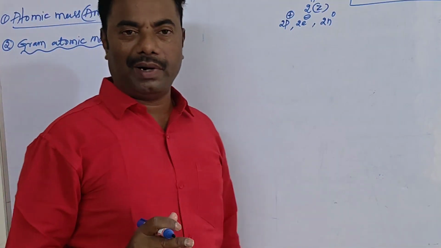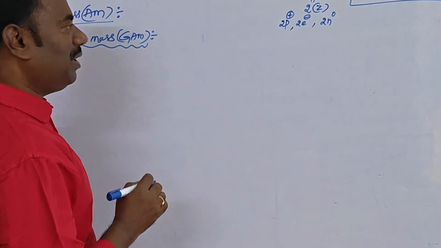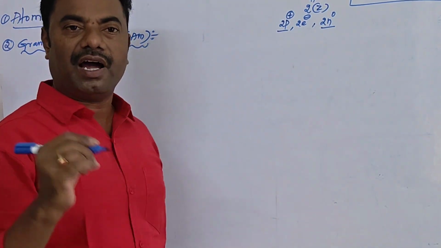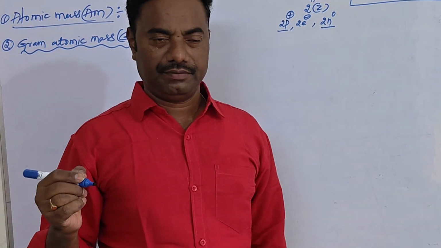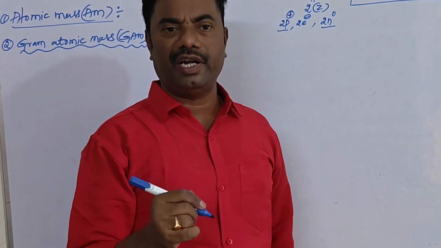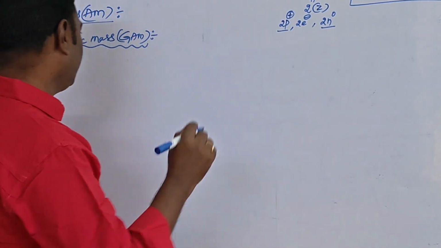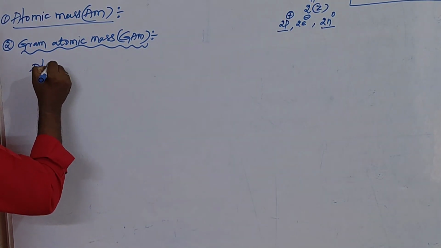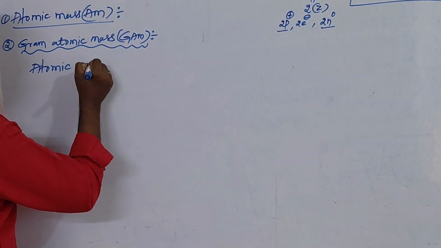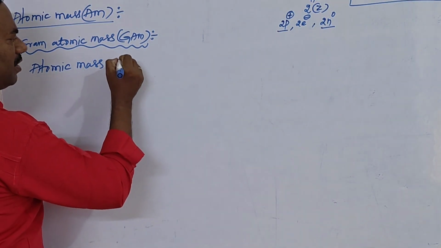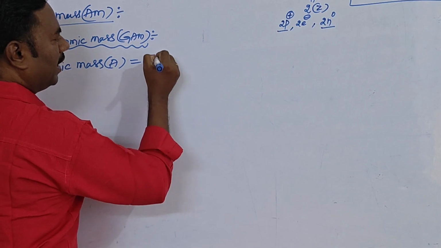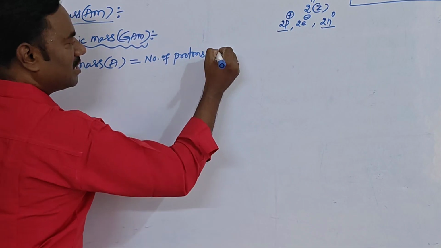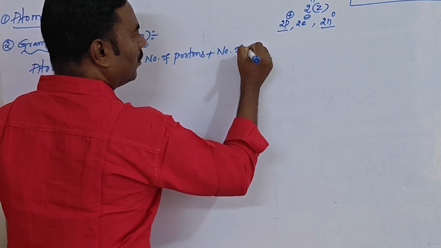To calculate atomic mass, we are taking protons and neutrons. Protons and neutrons account for the mass of the atom. Each proton mass is 1 unit, each neutron mass also 1 unit. Now I want to calculate atomic mass. Atomic mass is indicated with A, that is equals to number of protons plus number of neutrons.